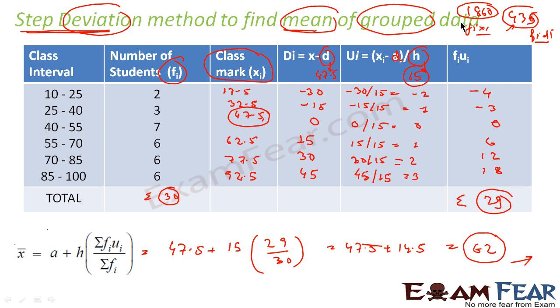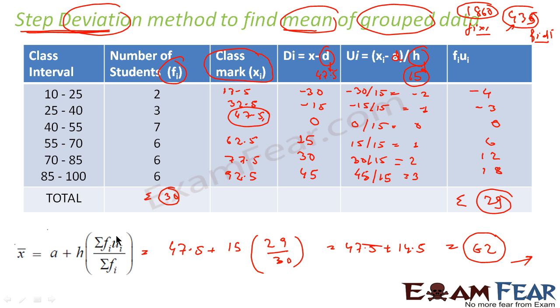Correct? You understood why we need step deviation, why we need assume mean, and why we need the direct method. All these three methods are used to find the mean of grouped data. But step deviation makes my life very simple. The direct method is a crude method that can be used if you have a smaller set of data. If you have huge data, then go for the step deviation method. And the formula is different in all the cases.